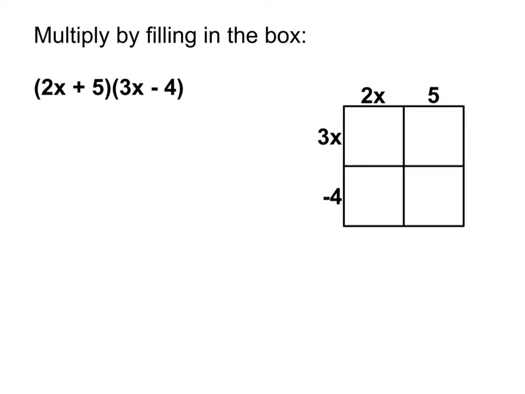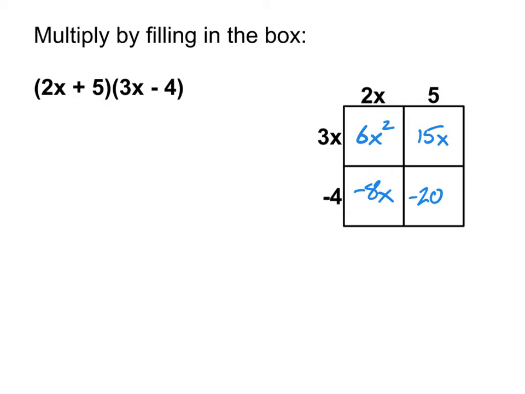It's intuitive enough. But basically, I'm just going to be multiplying the stuff on the outside to get whatever goes inside the box there. So like for this first box, I'm going to be doing 3x times 2x, which is 6x squared. Then I'm going to be doing 3x times 5, which is 15x. Next, I'm going to be doing the 2x times the negative 4, which is a negative 8x. And then I'm going to do the negative 4 times the 5, which is negative 20.